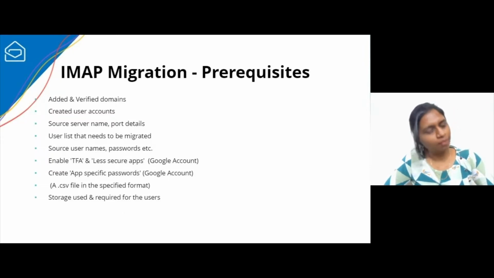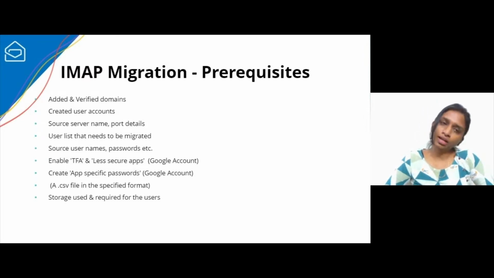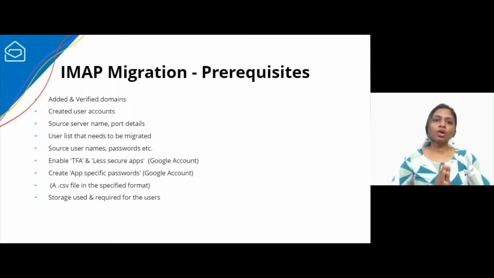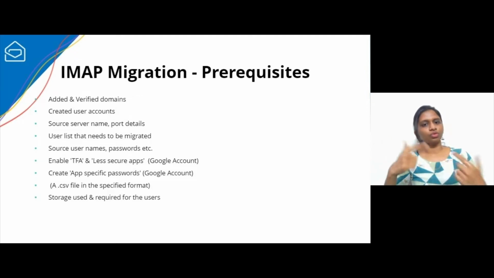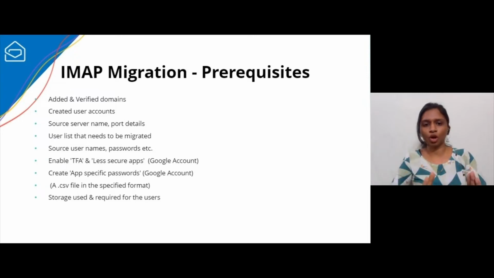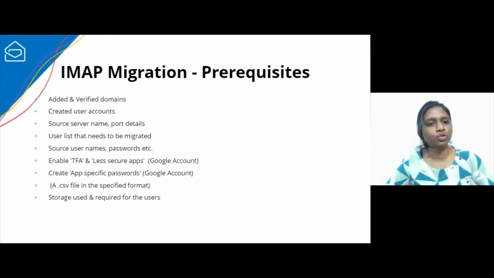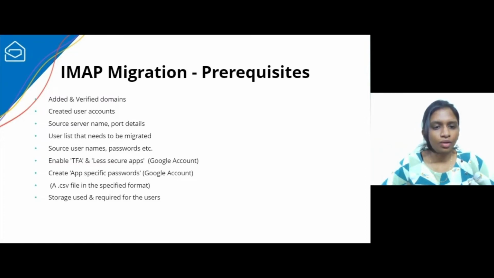And then less secure apps. Google always considers all apps other than Google's own as less secure apps. So in order for you to migrate from Google to Zoho, it is very necessary that in the Google account the admin enables the option to allow less secure apps. If that option is not enabled, then Zoho will not have access to bring in data from Google to Zoho. So it's very much needed that less secure apps is enabled in Google. So that's another necessity. And then you have the CSV file.